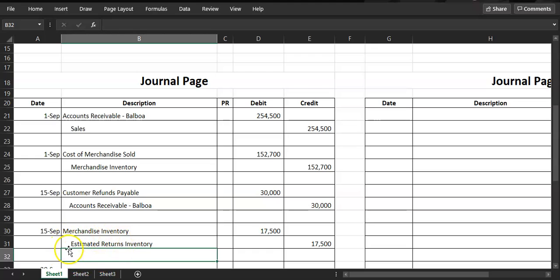The estimated returns was also created by an adjusting entry, and basically, just like the account title implies, we estimated the amount that was going to come back to us. We were recognizing that on the balance sheet. Now we have specifically identified what that merchandise inventory is, so we take it out of the estimated amount and put it back into the inventory account.